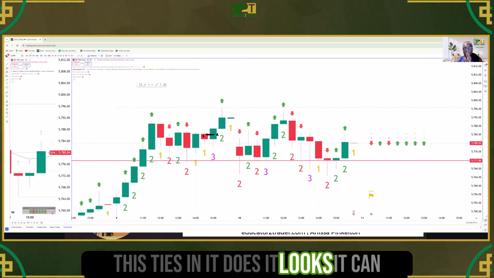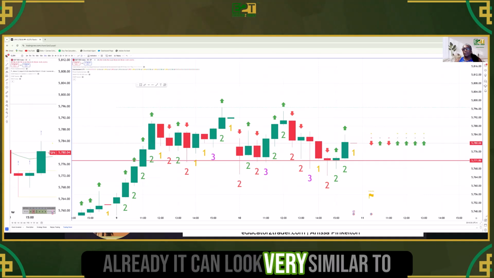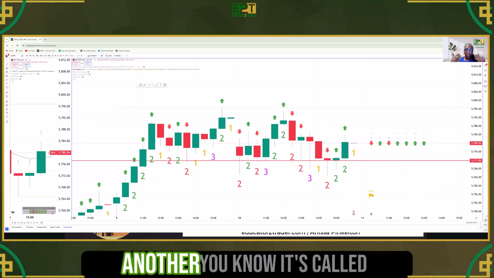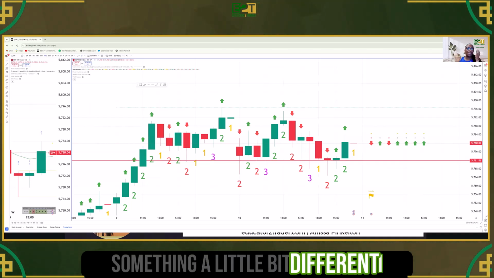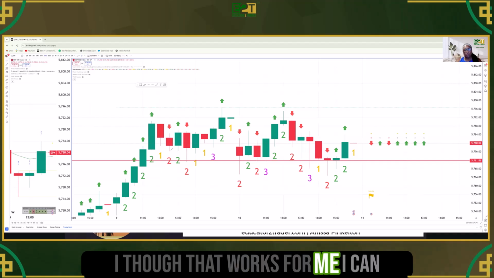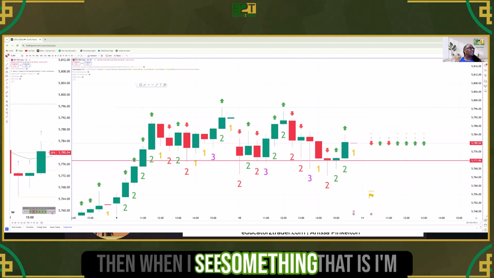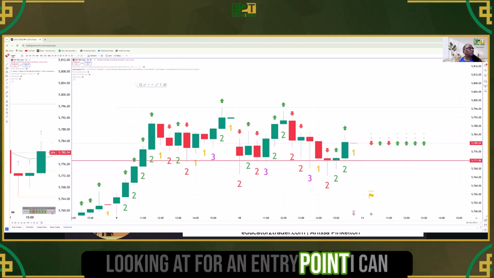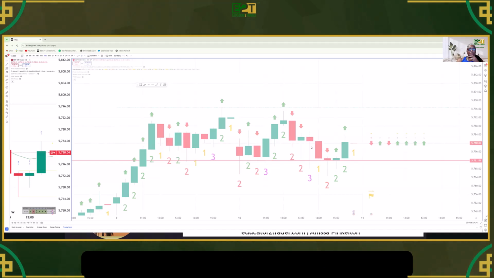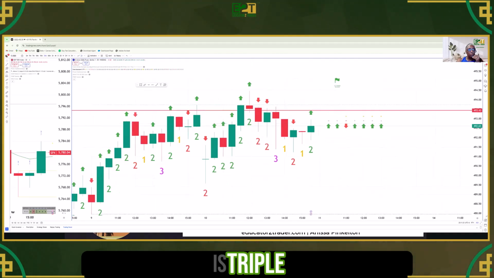This ties in. It can look very similar to the candlestick pattern that we've looked at already. It can look very similar to, again, base, leg in, base, leg out. This is just another piece, it's called something a little bit different. I like that it's visual, right? The twos up and twos down, that works for me. I can literally glance and say, what is price action doing right now? And then when I see something that I'm looking at for an entry point, I can say, yep, right here it's go time. Okay, I'm going to show you what I looked at today. This is triple Q, right?